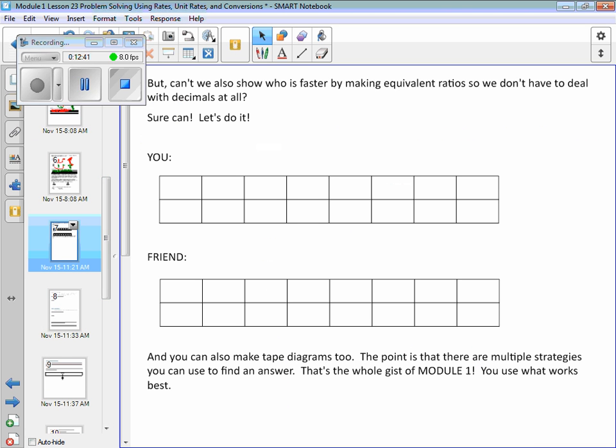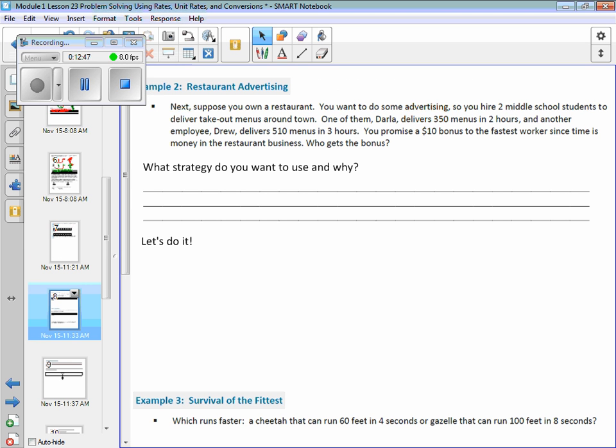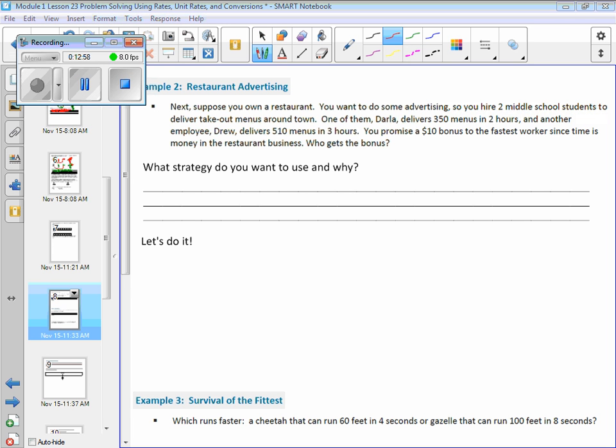I want to skip this page with the graph, or with the equivalency data table, and go to restaurant advertising. Read it to yourself, get the gist, we'll come back with the recording. Your VIPs are really your two given ratios. Darla, 350 in 2 hours, and Drew is 510 in 3 hours. Did you circle that? Or underline it? Yes? I want to skip for right now what strategies to use, and I'm just going to say, let's just go to TRF, and then we'll go back and revisit why TRF works best for this.